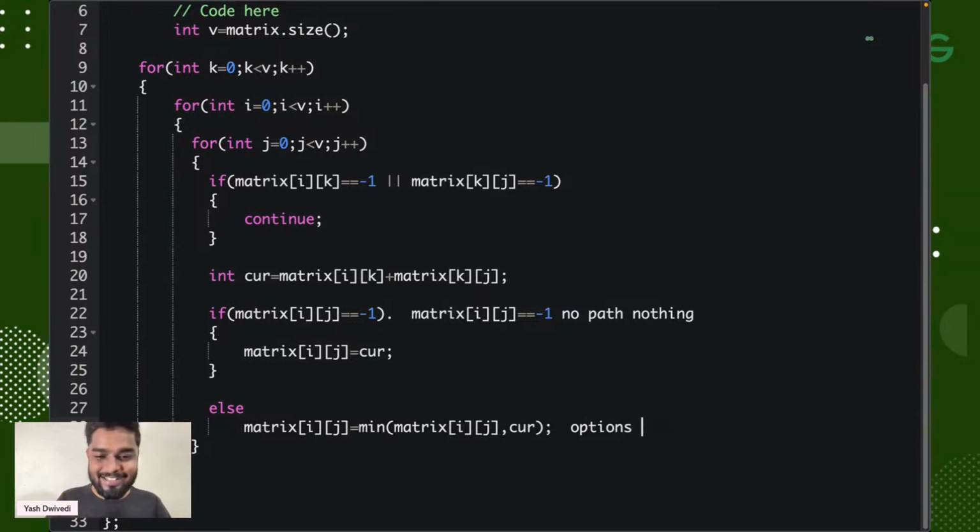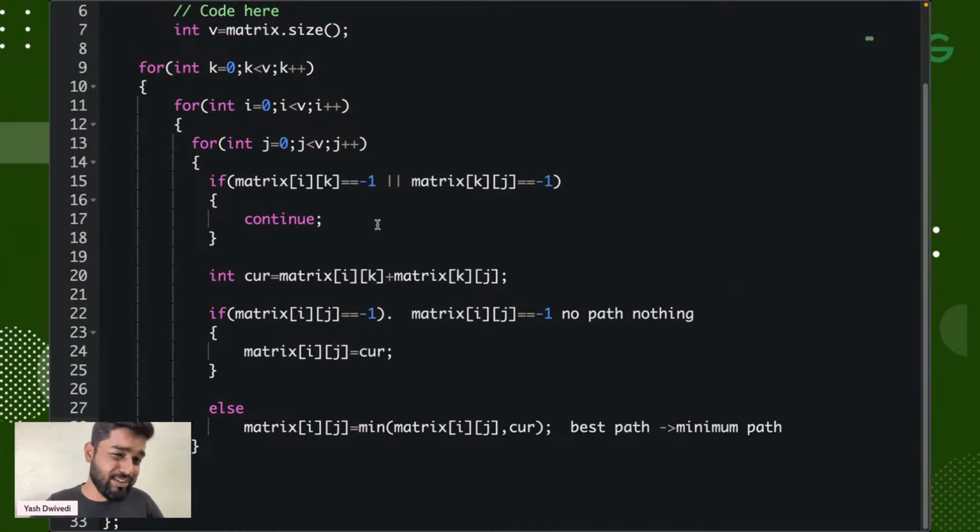Okay, if there are some options now, then you will choose the best path, or you can say you will choose the minimum path. Is that clear? Is that clear to everyone? I hope that this is pretty much clear to everyone.